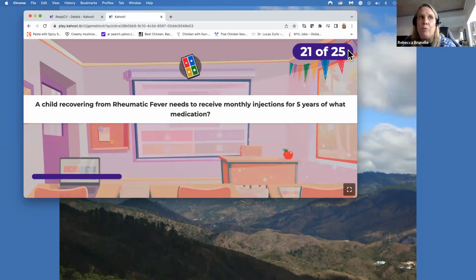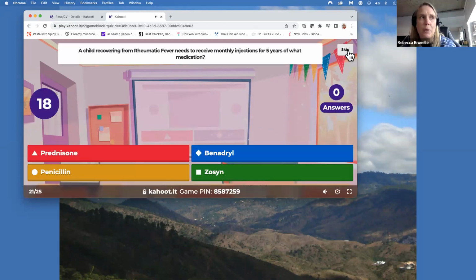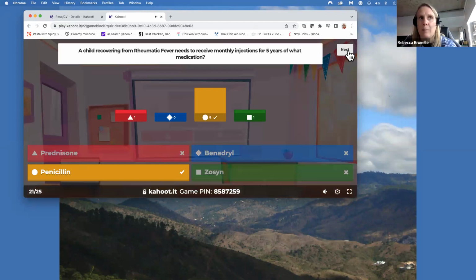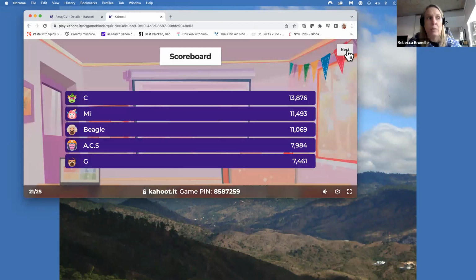A child recovering from rheumatic fever needs to receive monthly injections for 5 years of what medication? Prednisone, penicillin, Benadryl, or Zosyn? All right, good job. Penicillin, very good, you guys. This usually starts as a strep throat that's not properly treated. If they develop rheumatic fever, then they need the antibiotics, penicillin specifically, for 5 years.